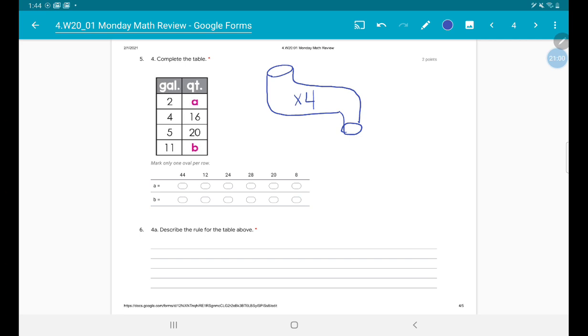All right. So if I put in 2 and I do 2 times 4, what would I get out? 8. So A is going to be equal to 8. If I put in 11 and I multiply by 4, 11 times 4 equals 44. So B is equal to 44. What's my rule? You multiply by 4.